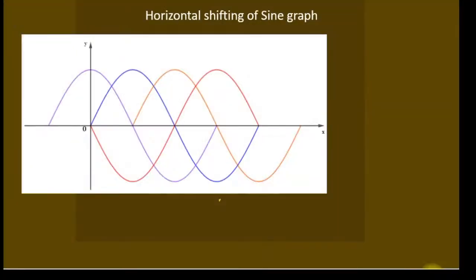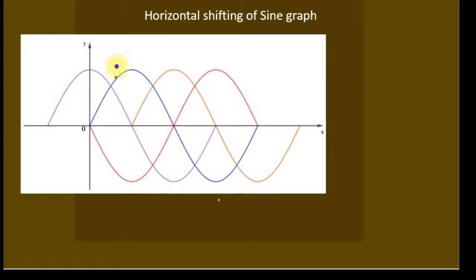Welcome back. We're on horizontal shifting of sine graph. It's possible you might be given a graph of a sine function and you're asked to find the exact function. So the function will be within these 4 graphs. So the parent graph is the blue one. This is a sine graph because it starts from the origin. Cosine starts from the y-axis, that's the y-intercept. So this is y equal to a sine kx.